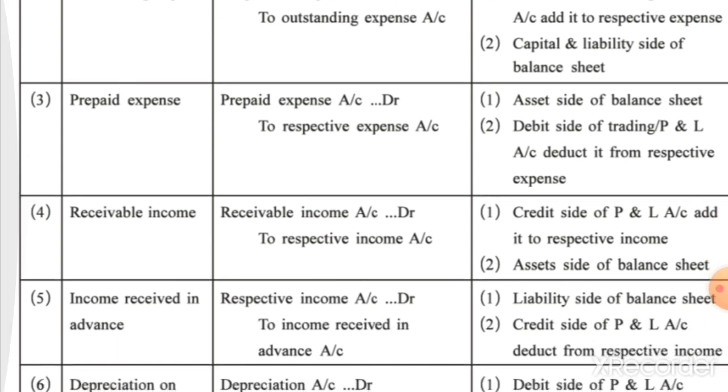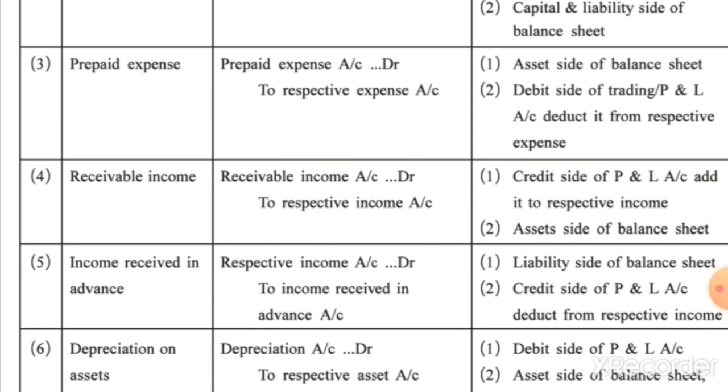Next one, that is the fifth one, income received in advance. Same way as prepaid expense, where you have made the expense in advance, in the same way you have received the income in advance. Any income which is to be received in the next year, but in the current year you have received that income, then it is called income received in advance. The journal entry would be: respective income account debit to income received in advance account credit.